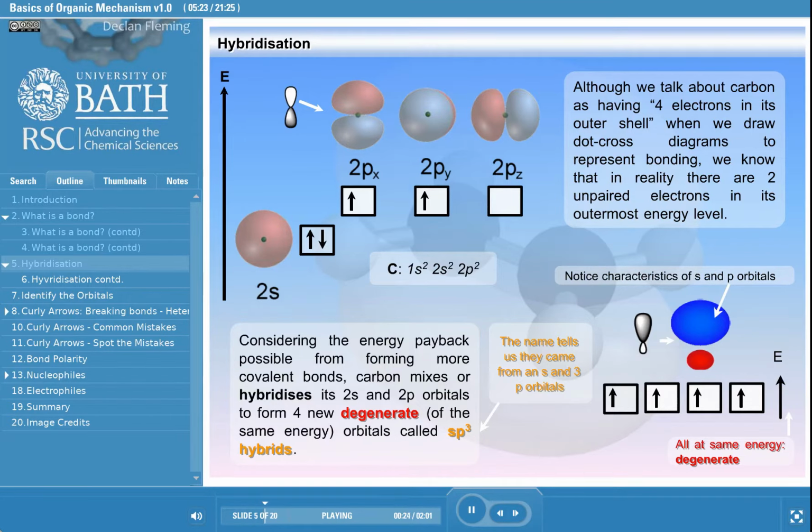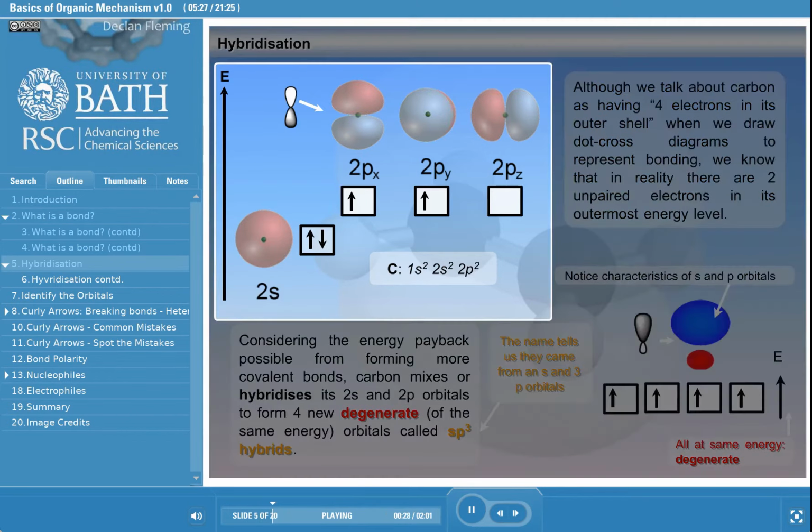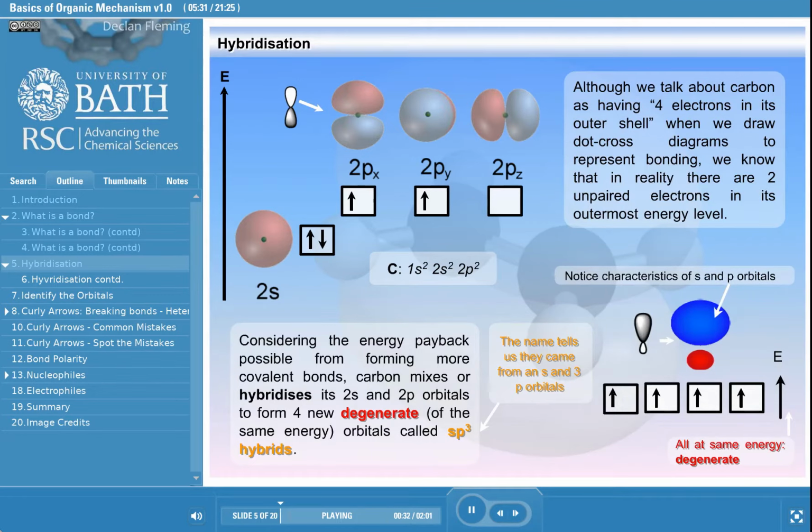In reality, carbon has 2 electrons in its outer shell, both in p orbitals. The other 2 electrons in the n equals 2 shell are slightly lower in energy in the 2s orbital. Yet we see carbon forming 4 bonds, so all those 4 electrons must be being used. Bond making is an exothermic process.